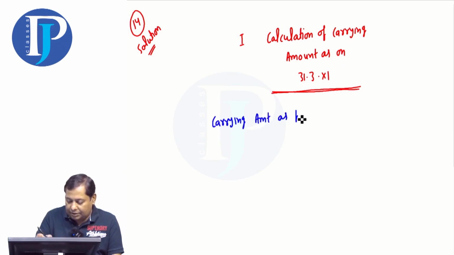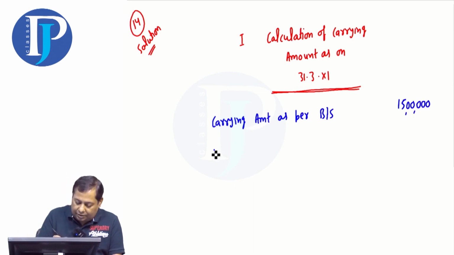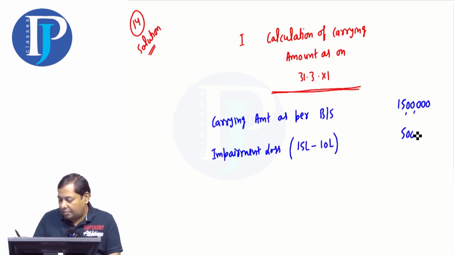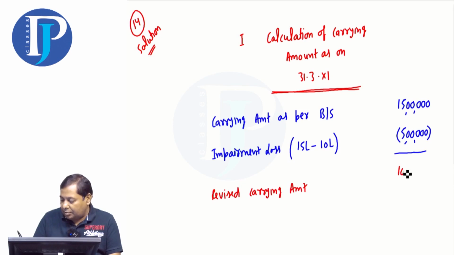Carrying amount as per balance sheet is 15 lakhs. I will subtract the impairment loss from this. There is an impairment loss of 5 lakhs. Revised carrying amount would be 10 lakhs.